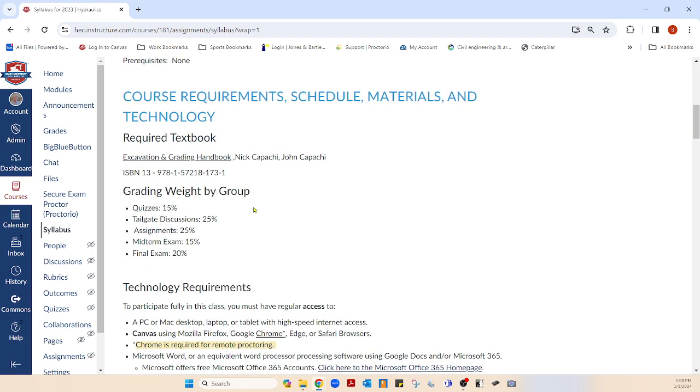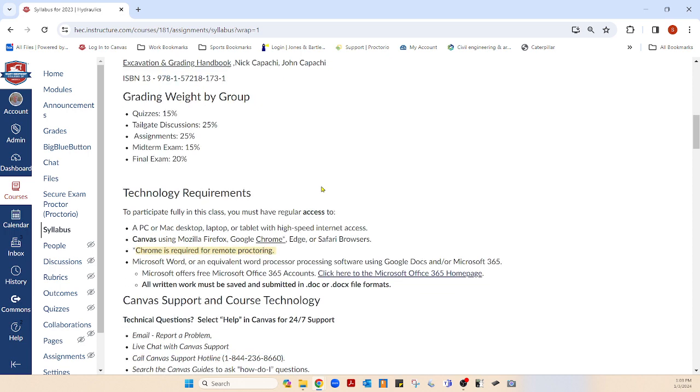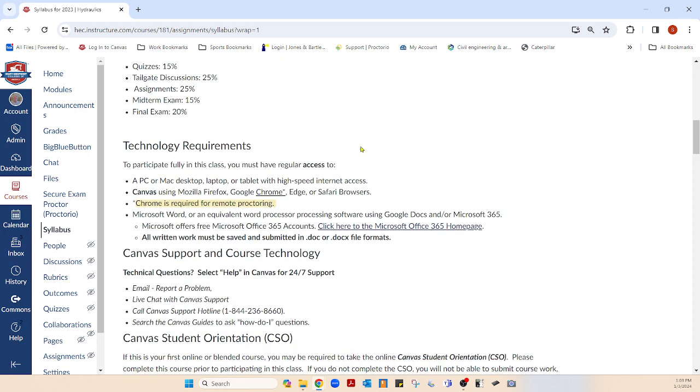Course requirement. This is your textbook for this course, excavating and grading. As you know, it's hard to read in some cases, but we will deal with that. We'll adapt and overcome.